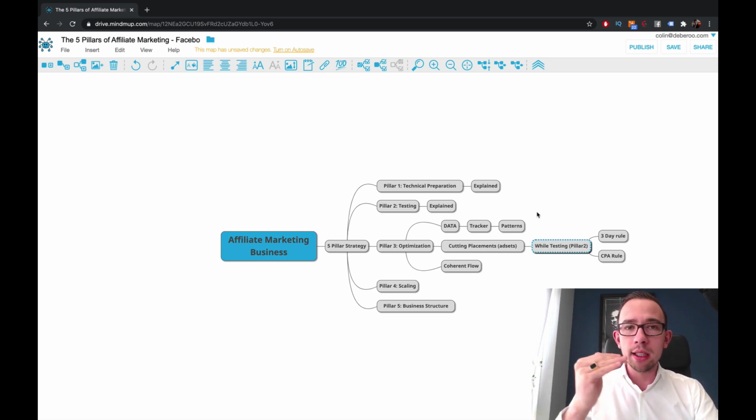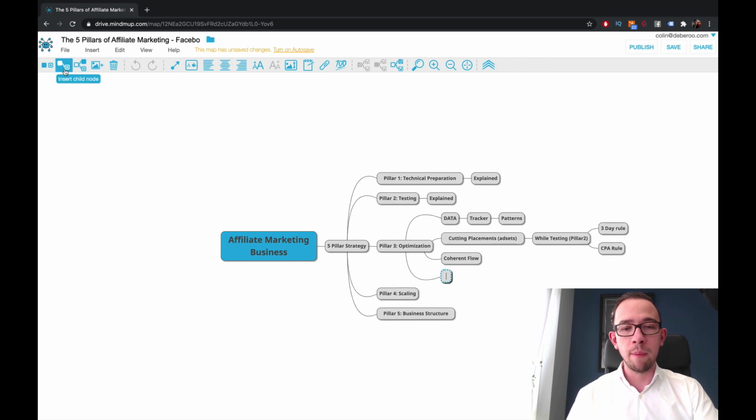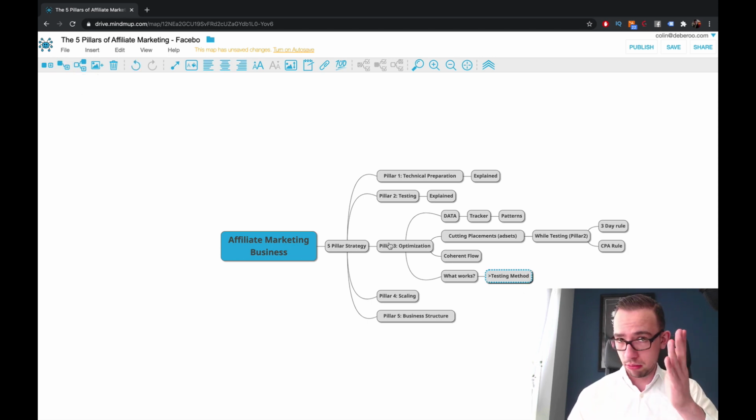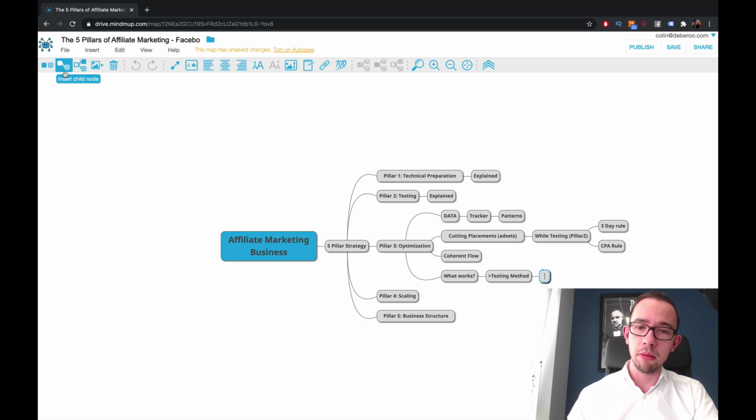Look at the data, see what works. How do we see what works? Yes? Because this might be obvious for me, but it might not be obvious for you. What works is anything that surpasses your testing method. So either the CPA rule or the 3-day rule. So it's either the result: 1, break even, or 2, profitable.